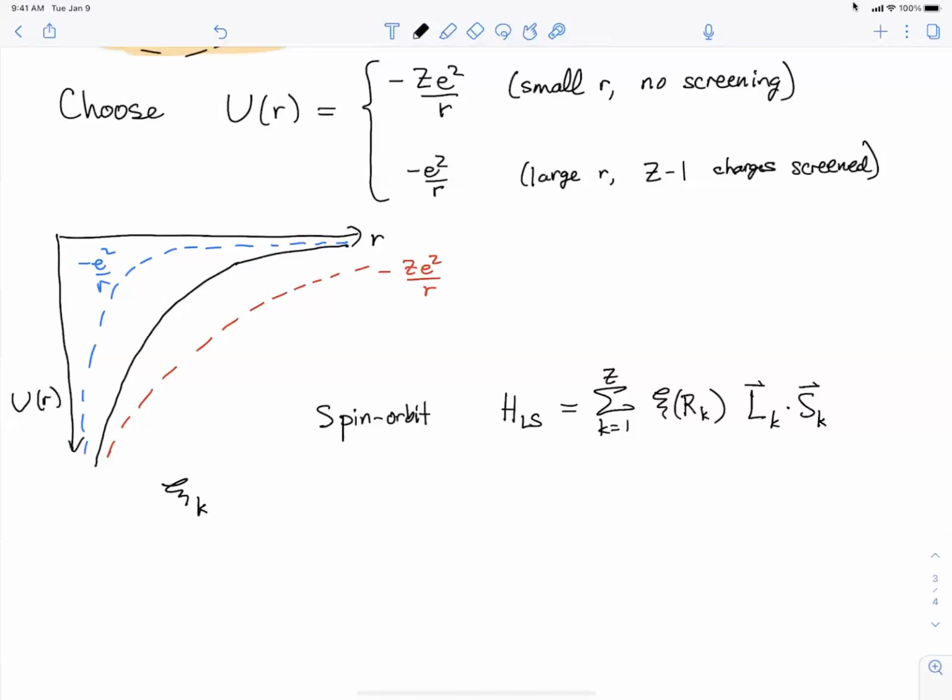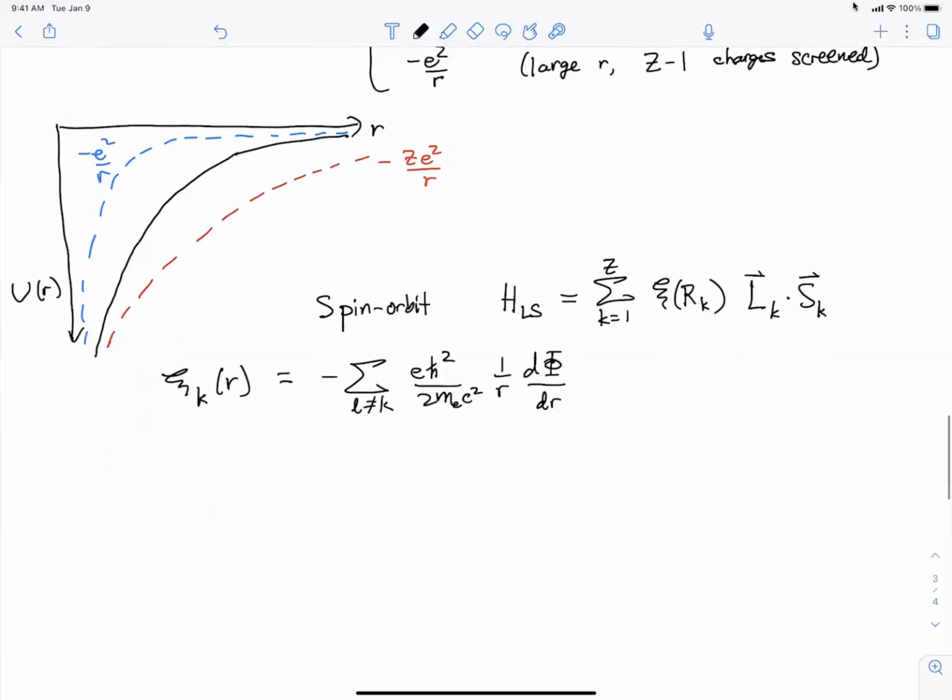And squiggle is minus a sum over all the other electrons of this stuff: e h bar squared over 2 m_e c squared, 1 over r times the derivative of the potential, of the electrostatic potential. So I guess I should have, I'm writing this in a classical way. So let me change this big R to a little r. So in the end, we promote it to an operator though.